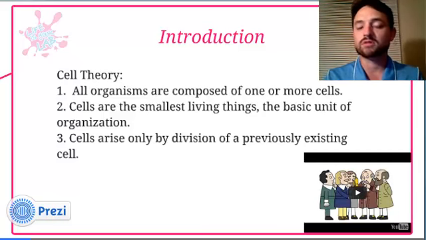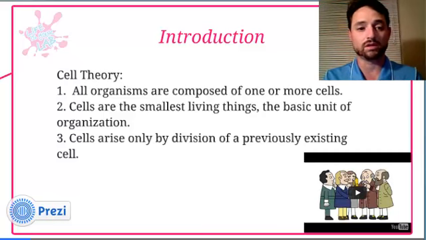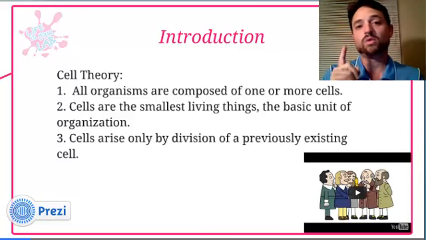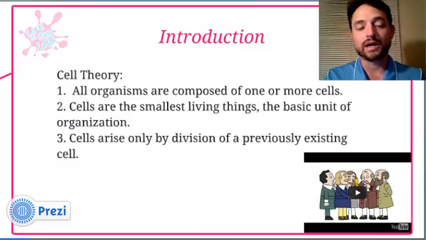First, all organisms are composed of one or more cells, and this is anything that's living, really. Two, cells are the smallest living things, the basic unit of organization. So if it's alive, it's made up of a cell, whether it's one cell or many cells like you and I. The third is that cells arise only by division of previously existing cells. Cells only come from other cells.